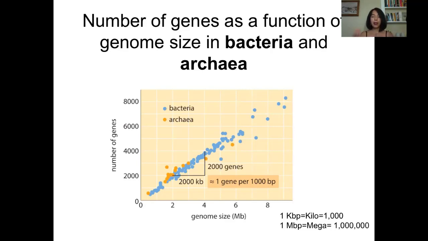If you do a quick math, you will figure out that that means that one gene, on average, has 1,000 base pairs. And that's very, very similar for bacteria, shown here in blue, and in archaea, shown here in orange. So these two lineages of prokaryotes have, on average, one gene per 1,000 base pairs.